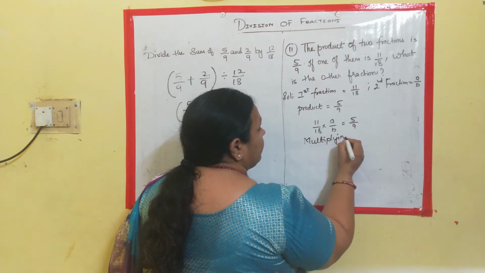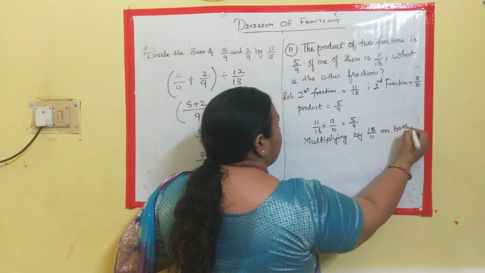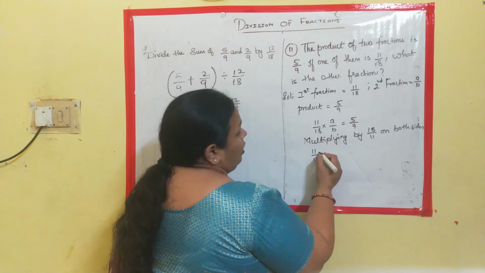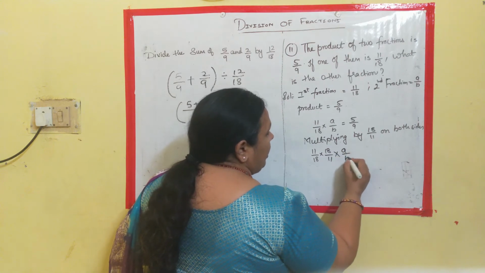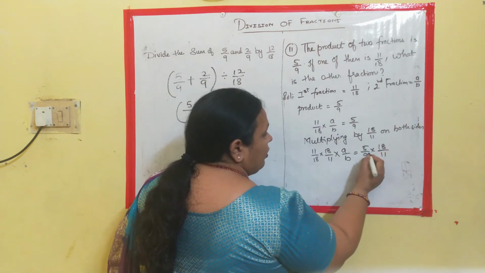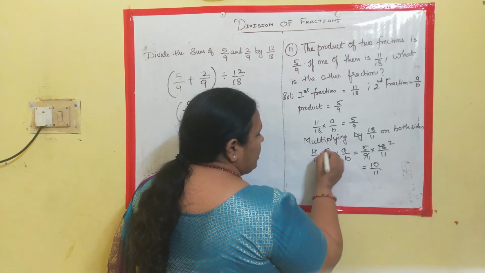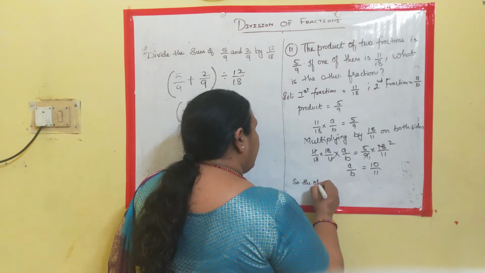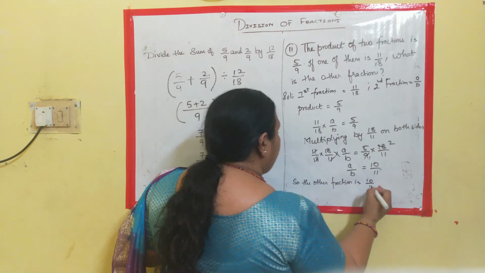So what we know is, you can say, multiplying by 18 by 11 on both sides. If you multiply by 18 by 11, why did I do so? So as to make this equal to 1. This will be A by B. This is 5 by 9 into 18 by 11. No more cancellation is possible. 9 ones are 9, 9 twos are 18. So this becomes 10 by 11. Here 11 cancels, 18 cancels. You are left with A by B. So the other fraction is 10 by 11.